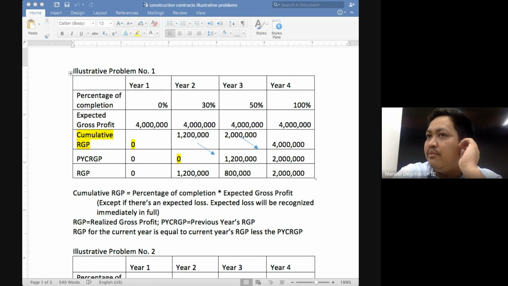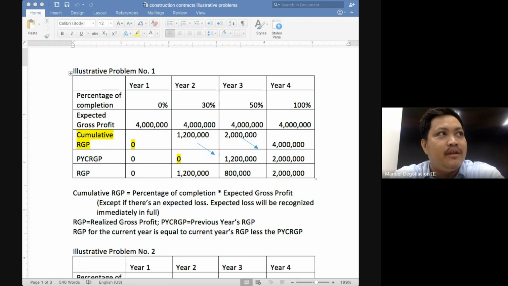Okay. So the commonly used method, class, is the percentage of completion method, wherein the revenues and the cost will be recognized depending on the percentage of completion. Okay. There are other methods. You will have the cost recovery method. You will have the revenue recognition method. But again, most problems will revolve around the use of the percentage of completion method.